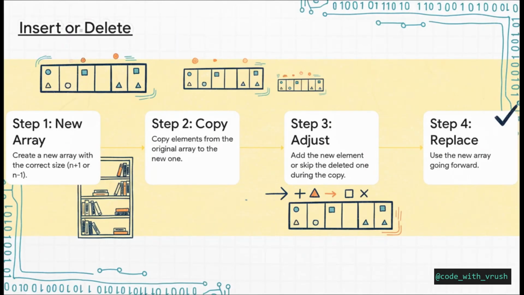So this brings us to the array's biggest weakness, that fixed size. If you want to add or remove an element from the middle, well, you can't just do it. You have to perform a little bit of surgery. You have to create a brand new array of the right size, copy everything over from the old one, and along the way, you either add in your new element or skip over the one you're deleting. It's an O(n) operation because you have to touch every single element to rebuild it.